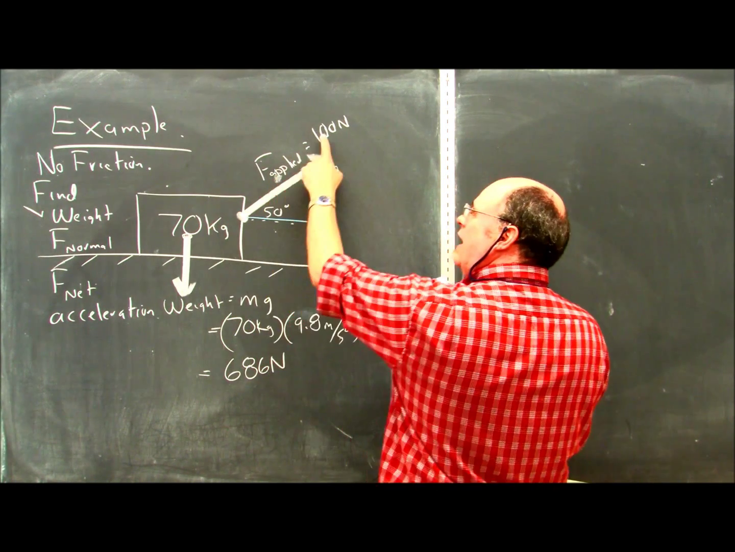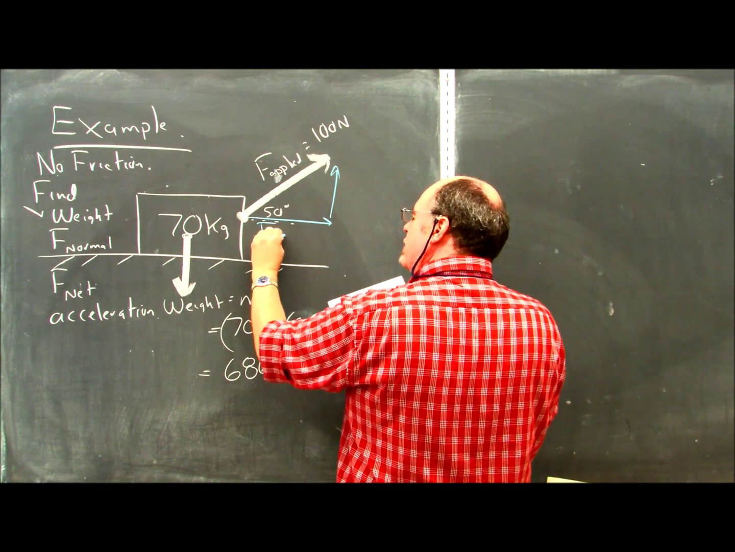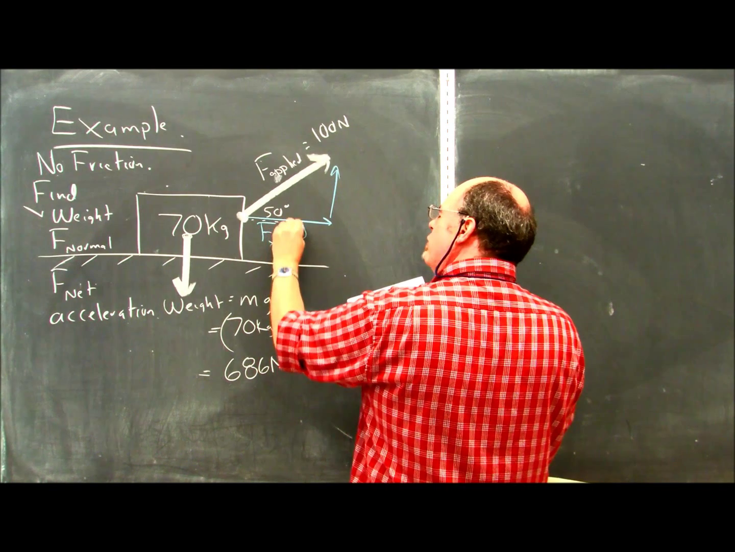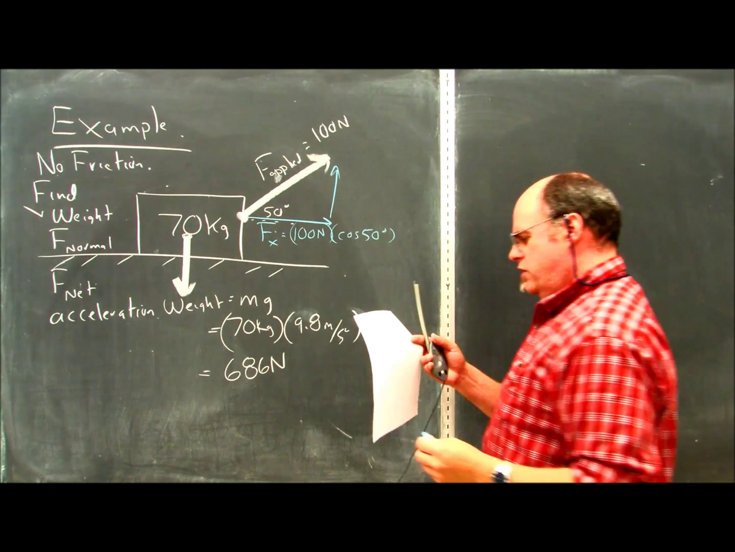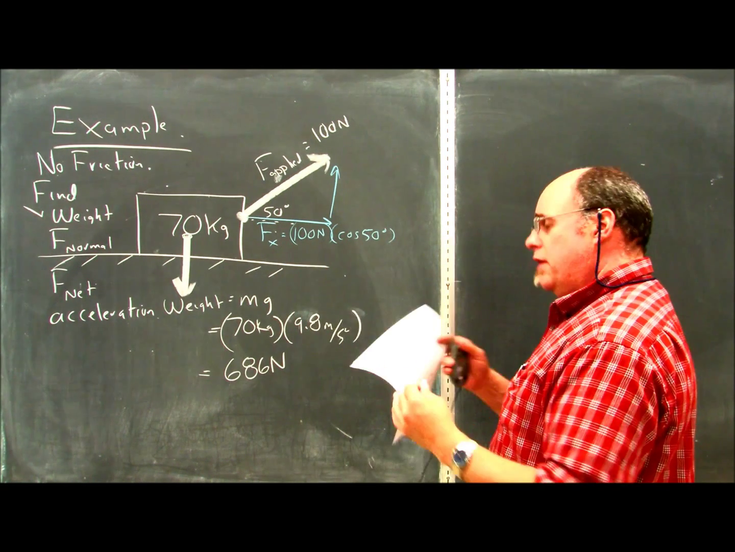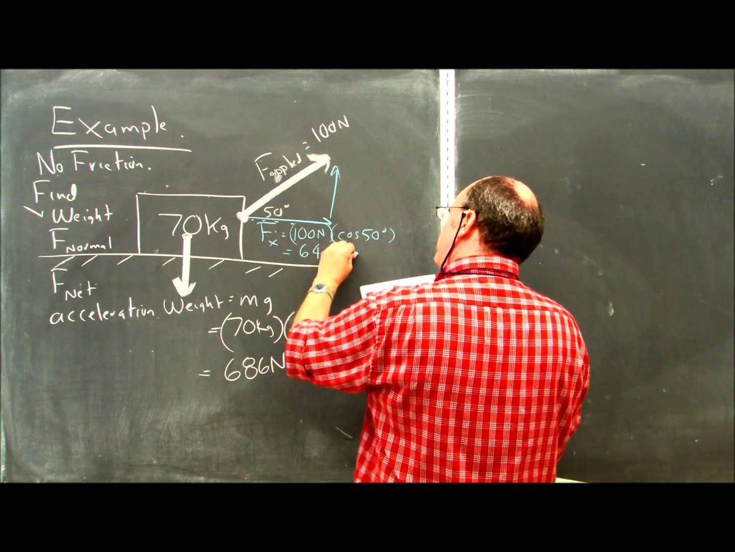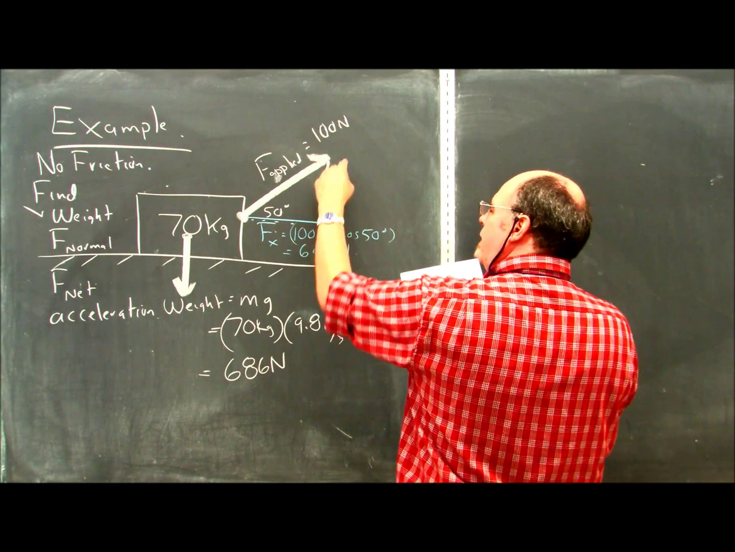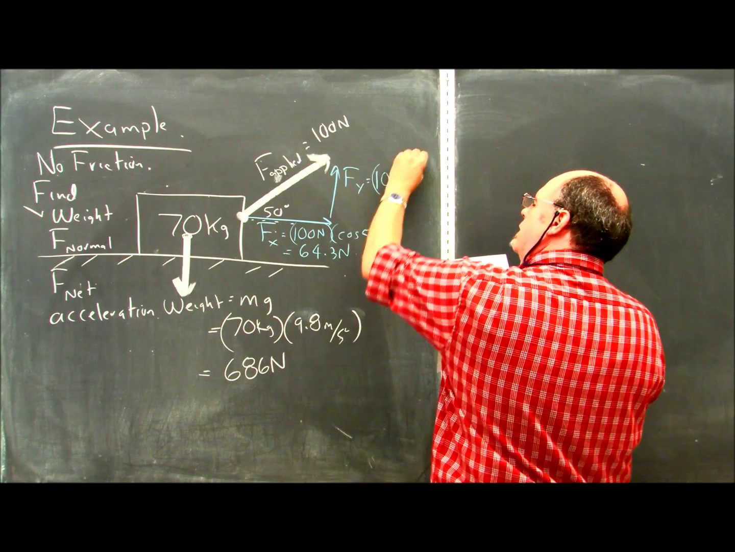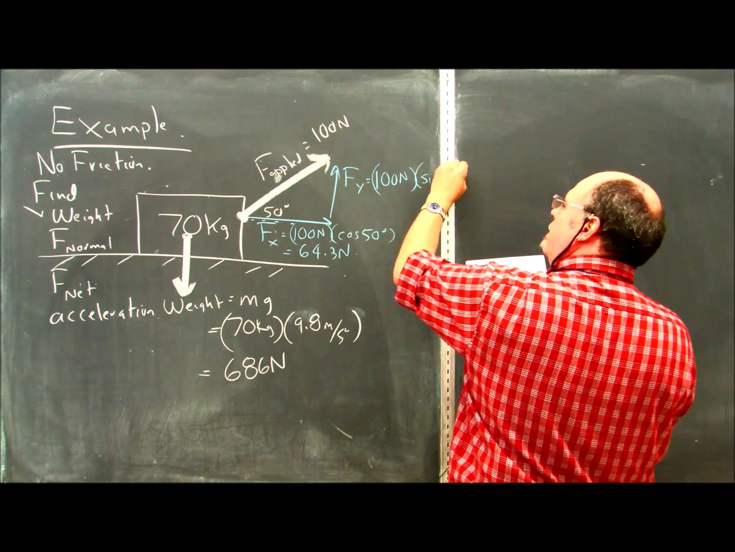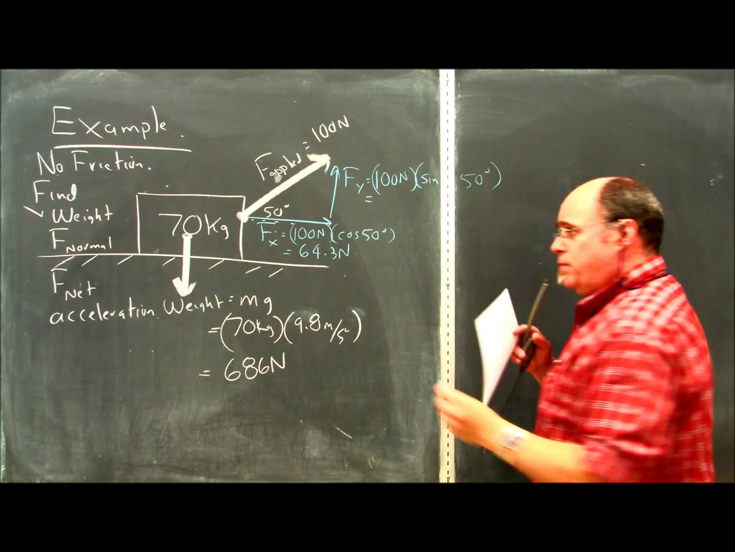So I have the hypotenuse of 100 and I have the angle of 50. So the force going in the x direction would be the hypotenuse, 100 newtons, times the cosine of 50. And if I plug those into my calculator, I get 64.3. And if I do the same over here, the vertical piece, F in the y direction, would be 100 newtons times the sine of 50 degrees. And that is going to come out to be 76.6.